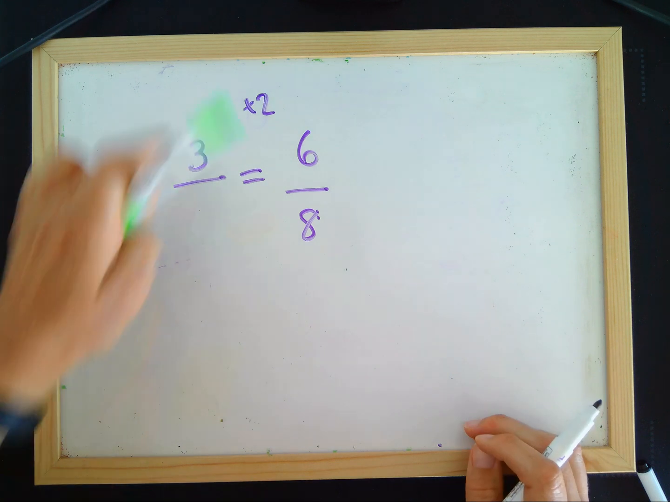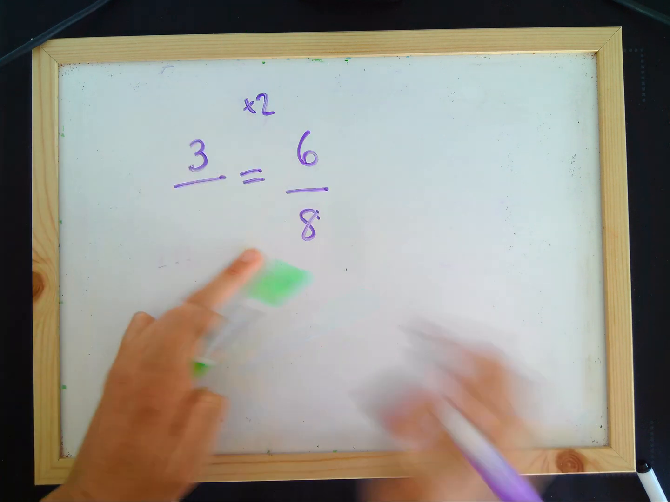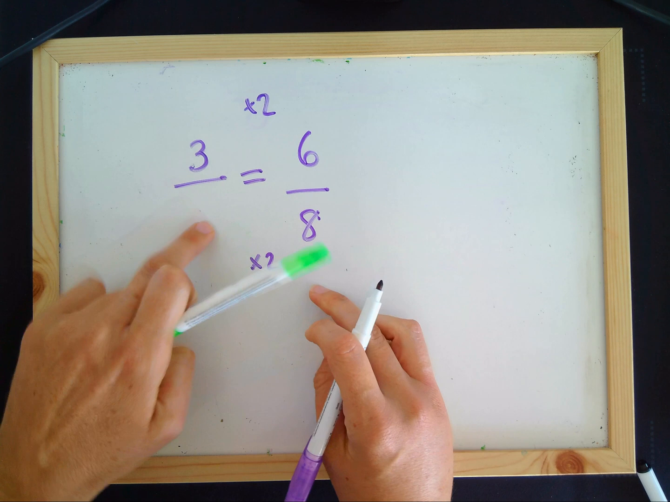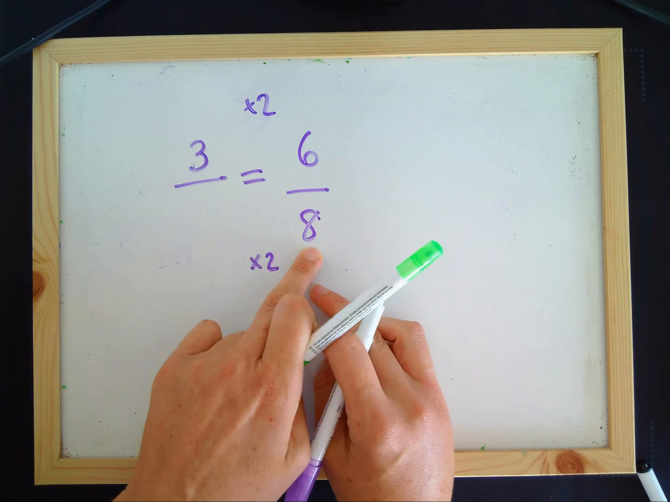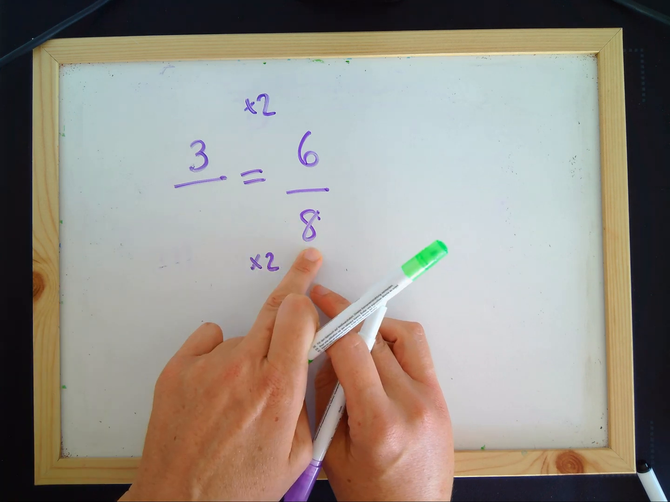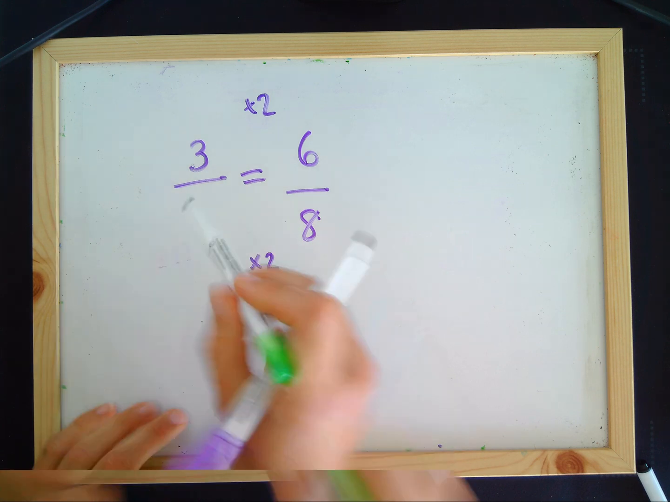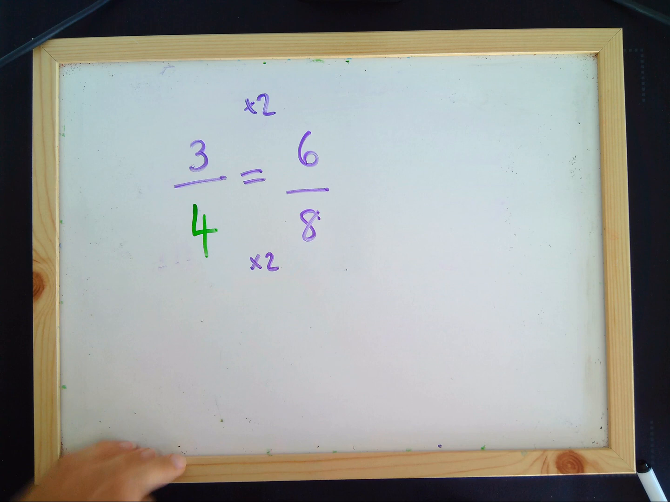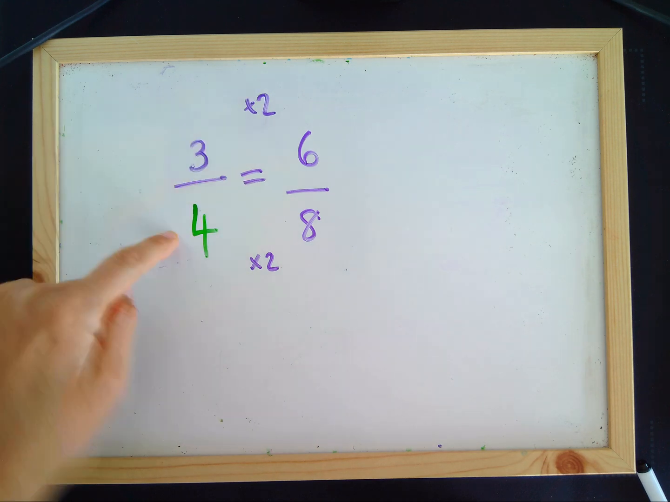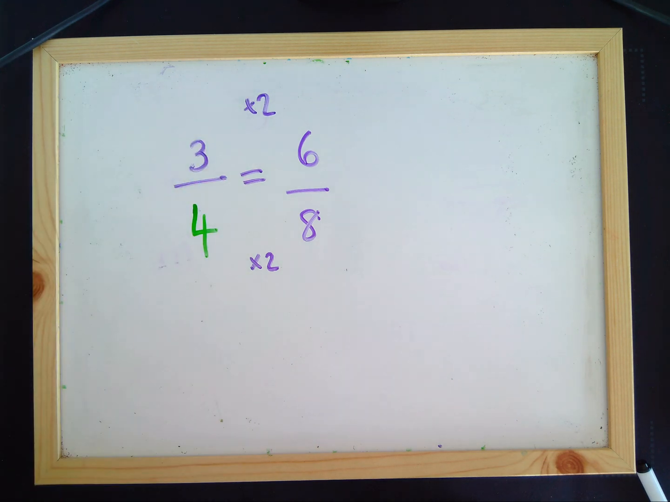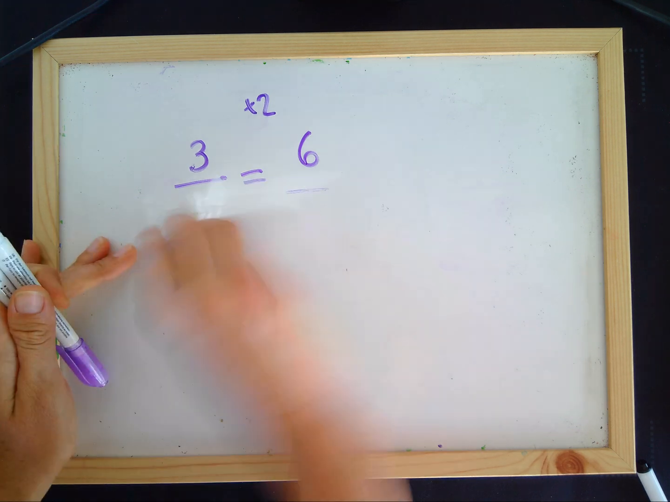So 3 times 2 is 6. That means down the bottom, I'm multiplying some number by 2 to get 8. You can think of it as 8 divided by 2, what number would you get there? That's right, you get 4, because 3 times 2 is 6, and 4 times 2 is 8. So we're making sure that we follow the pattern. I'll do one more.